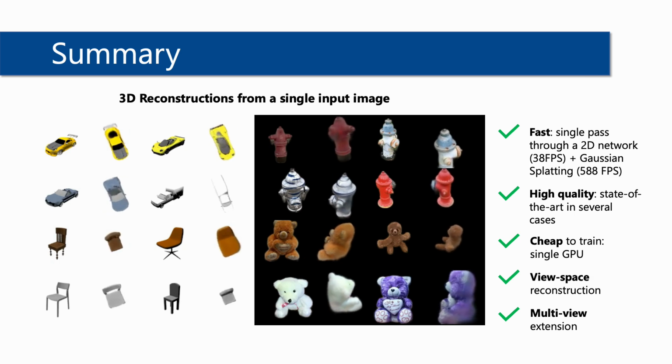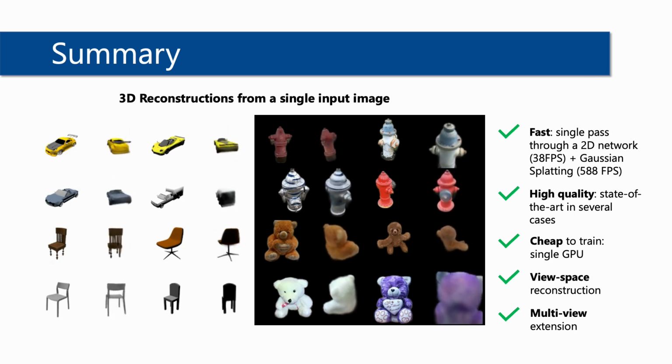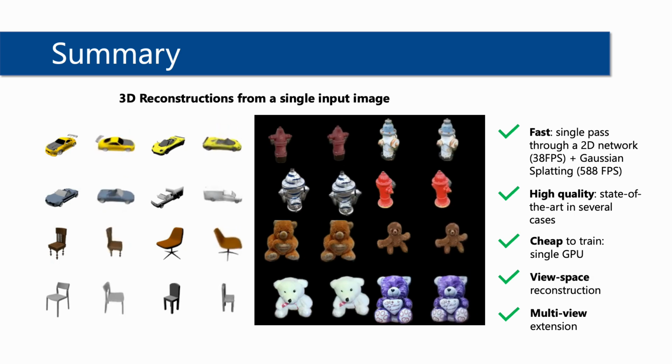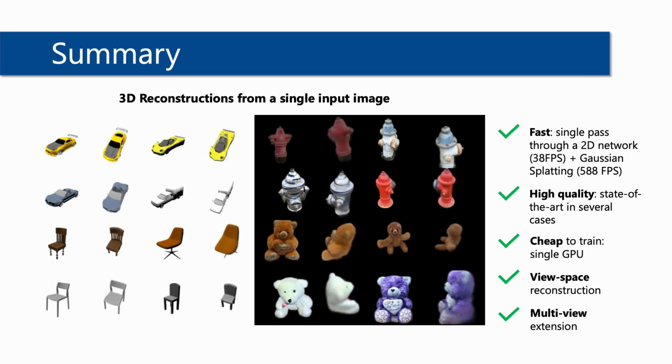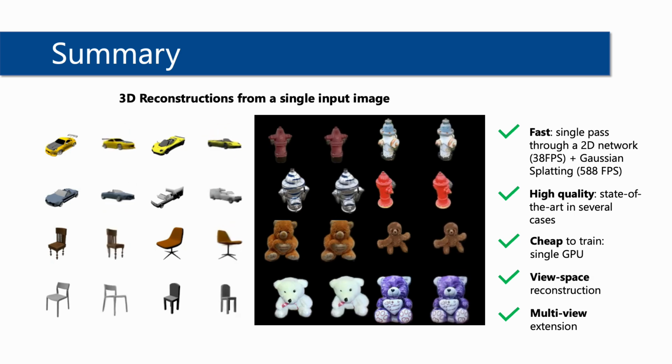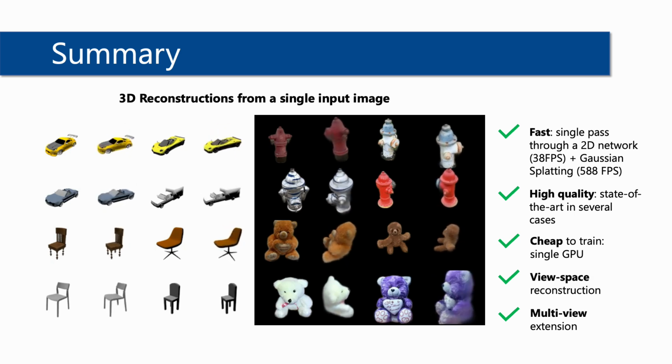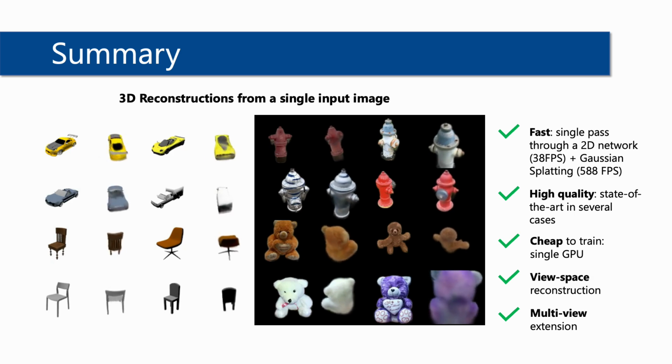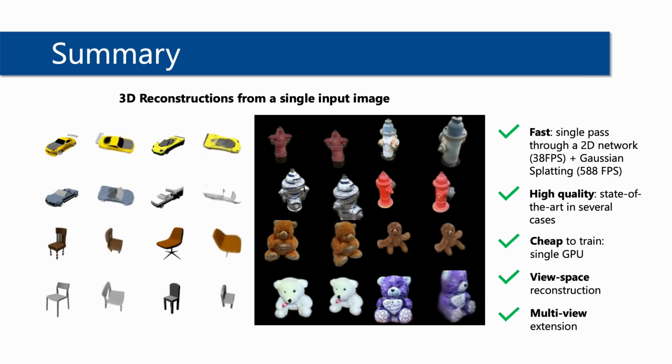We leverage 3D Gaussians as the underlying 3D representation, thus the output can be rendered with Gaussian splatting. Splatter Image achieves state-of-the-art quality in several cases, is cheap to train, performs reconstruction in the camera view space, and can be extended to multi-view reconstruction.